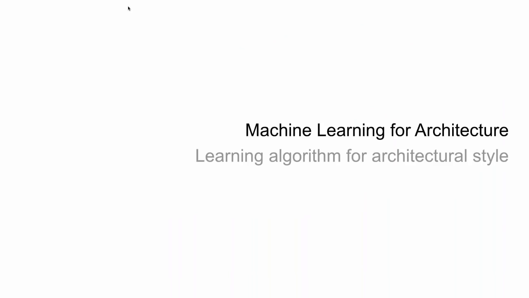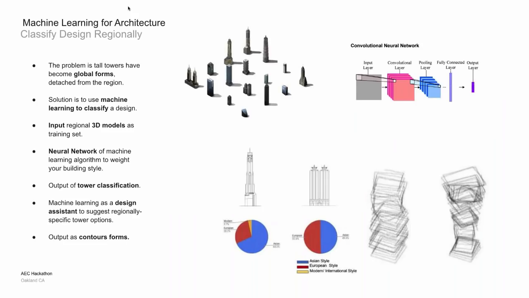So, machine learning for architecture. Machine learning for architecture is trying to solve a problem where high-rise buildings and tall buildings have become kind of a global form and have really lost their identity of the region. So what they're trying to do with machine learning is to learn if they can classify buildings in order to give back the identity of the region.